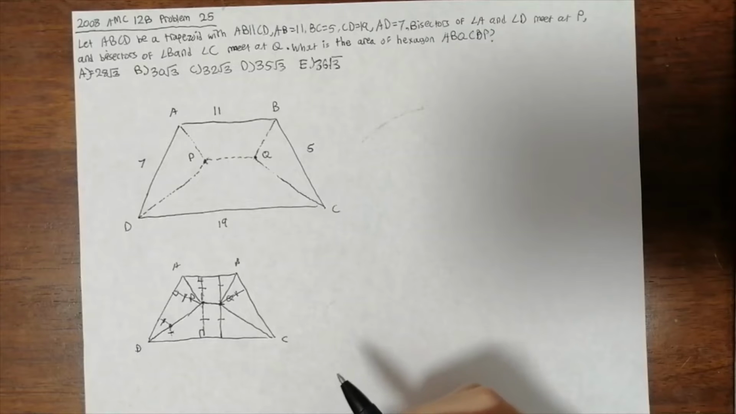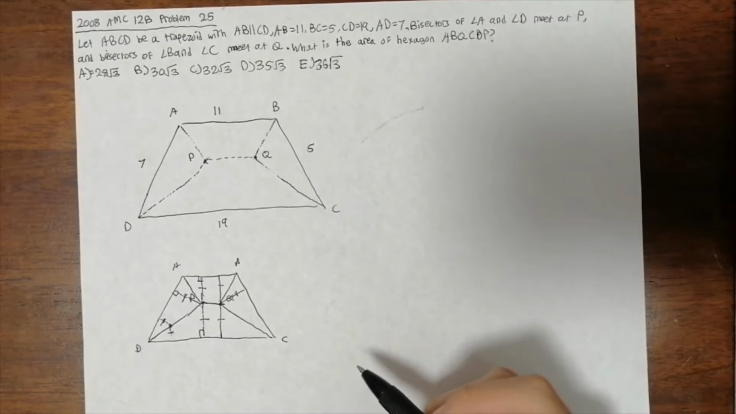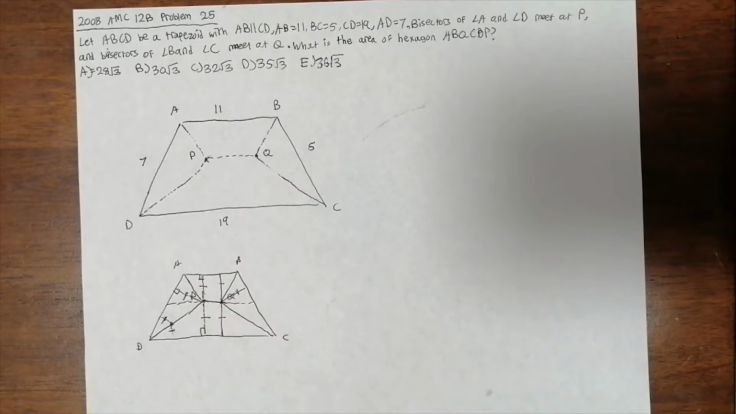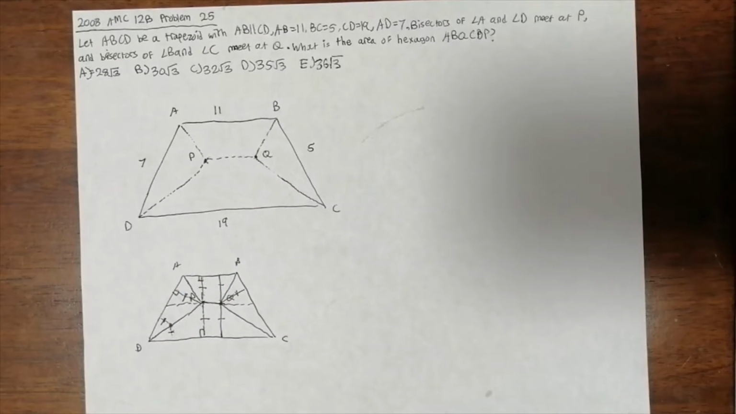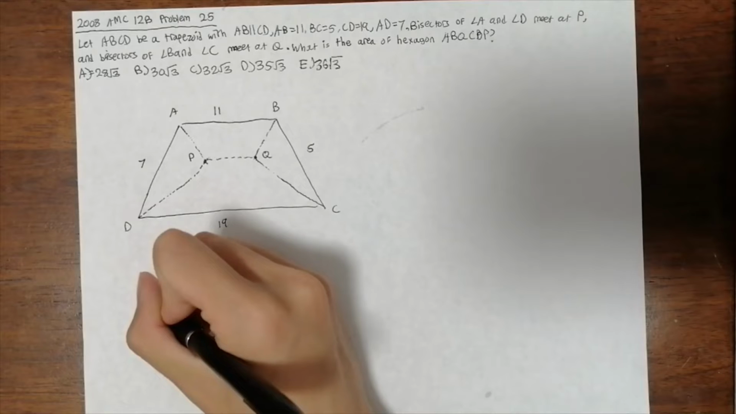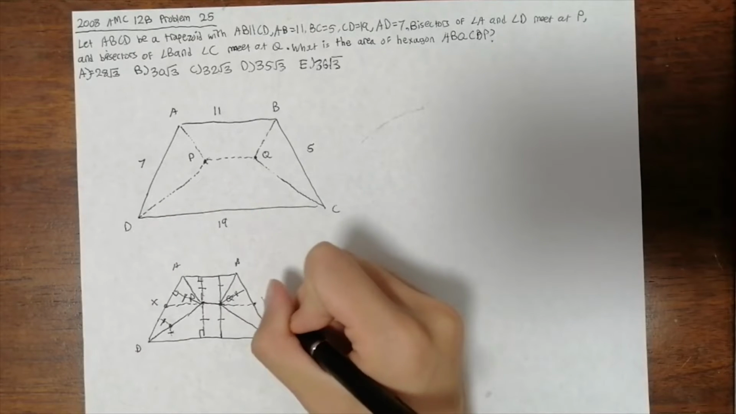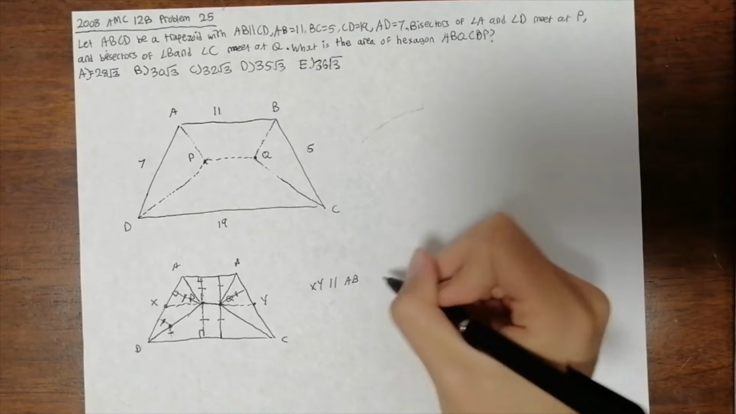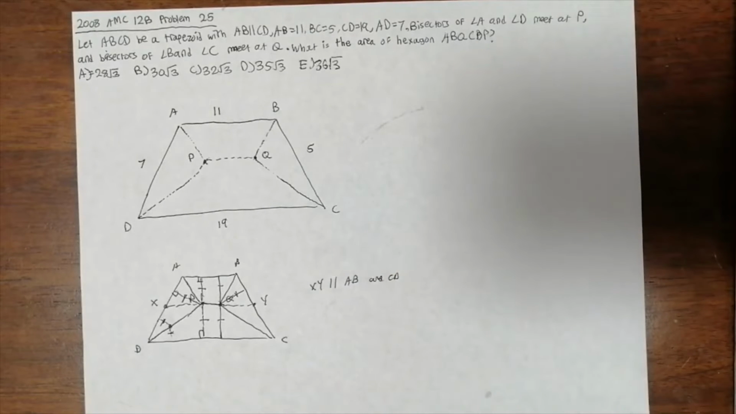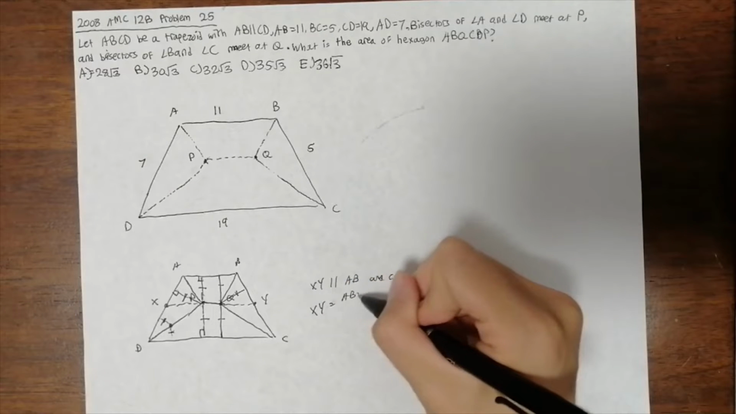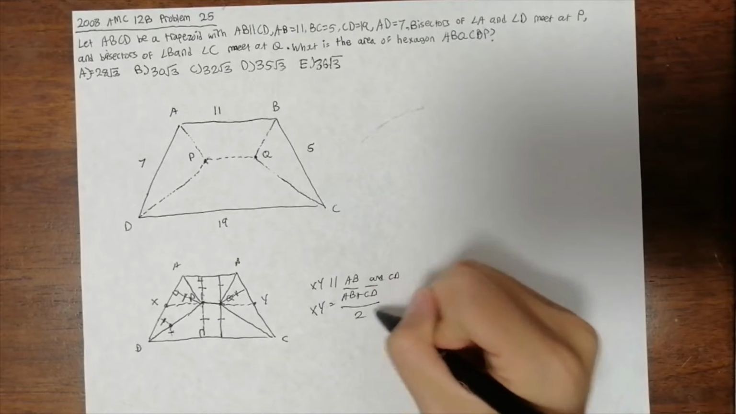And if you recall the properties of the midline, the midline is parallel to both sides AB and CD, and it is exactly half their sum. So I'll just say these points are X and Y. XY is parallel to AB and CD, and XY is also equal to (AB plus CD) divided by 2.